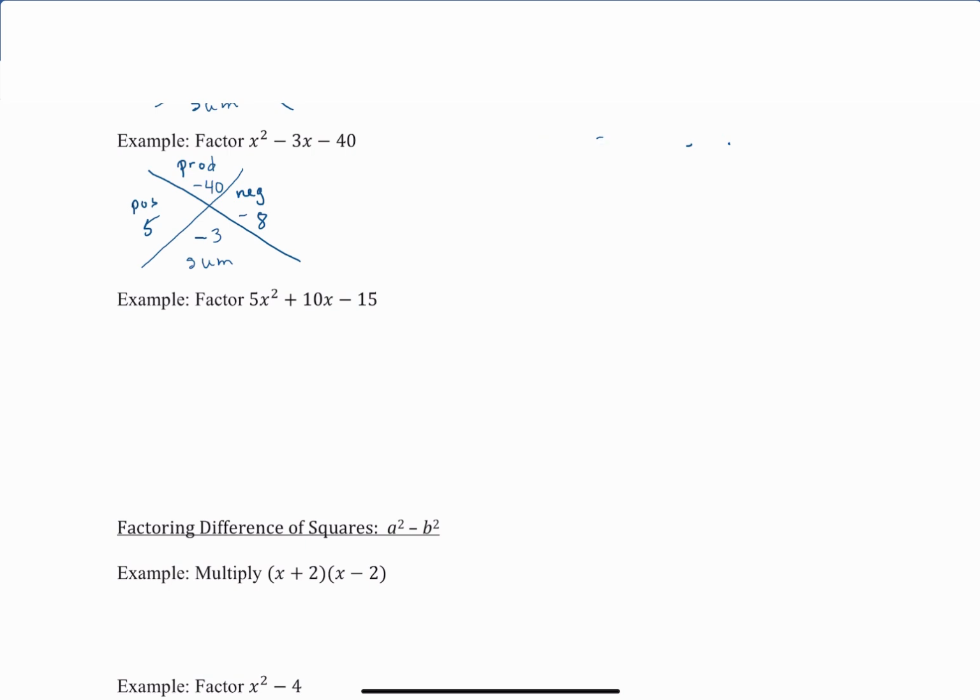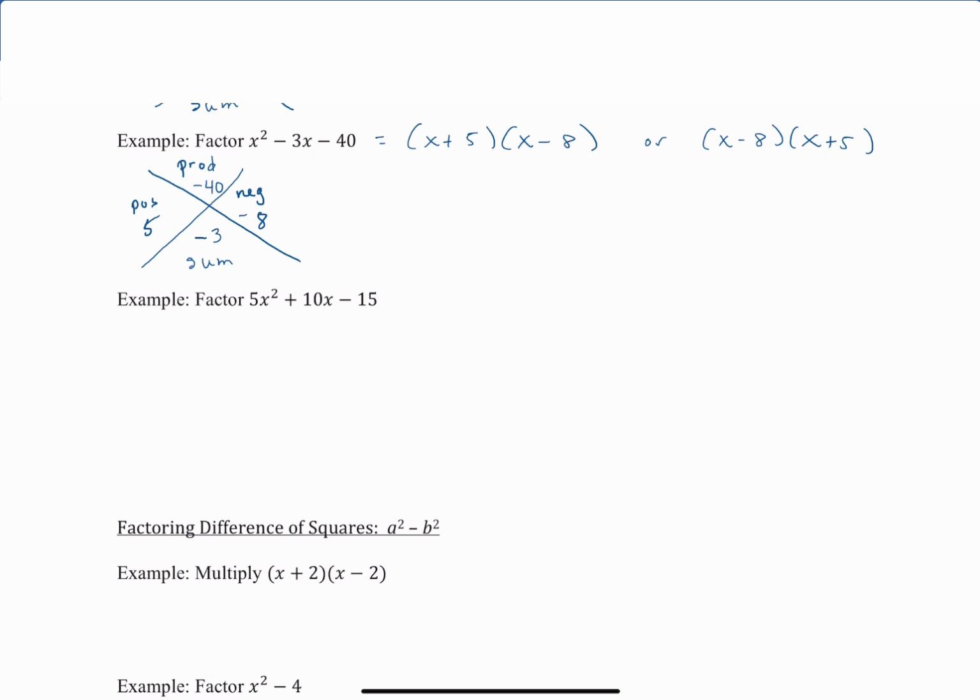So my factorization is going to be x plus 5 times x minus 8. Or I'll mention again, it doesn't matter what order you write the factors in. That would be the same thing as x minus 8 times x plus 5. And as always, you can check by multiplying it out.